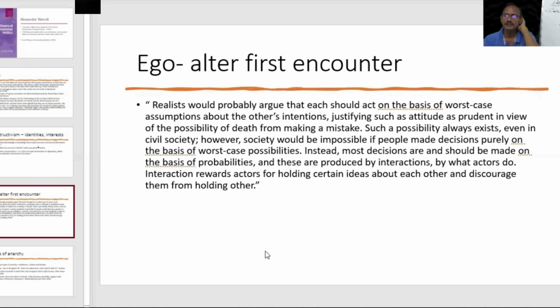Such a possibility always exists, even in civil society. However, society would be impossible if people made decisions purely on the basis of worst case possibilities. Instead, most decisions are and should be made on the basis of probabilities, and these are produced by interactions, by what actors do. Interaction rewards actors for holding certain ideas about each other and discourages them from holding others.